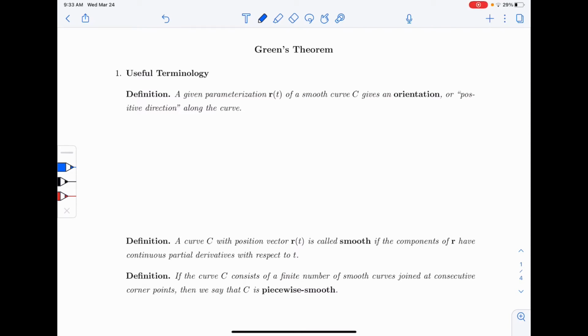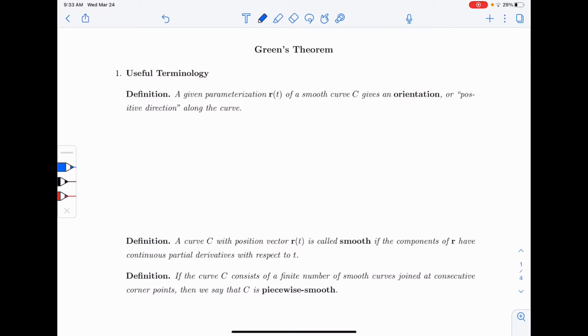In this video, we will discuss Green's theorem, which is another multivariable version of the fundamental theorem of calculus. Before we can state Green's theorem, we need to define a few terms.